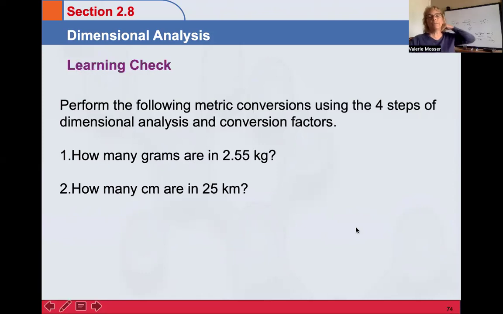Here are a couple of dimensional analysis problems for you to do. They're all metric system conversions. So take a few minutes to work on those, and then we'll go over the answer.